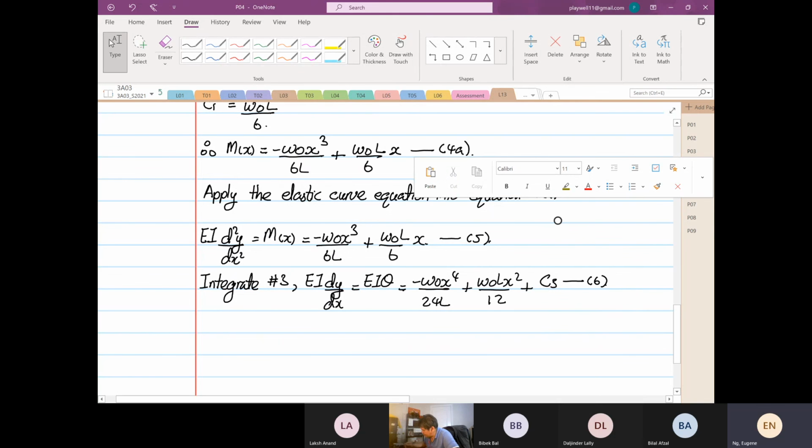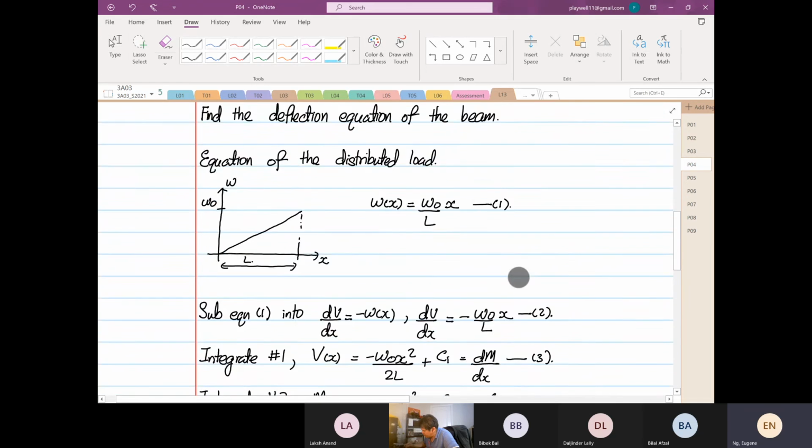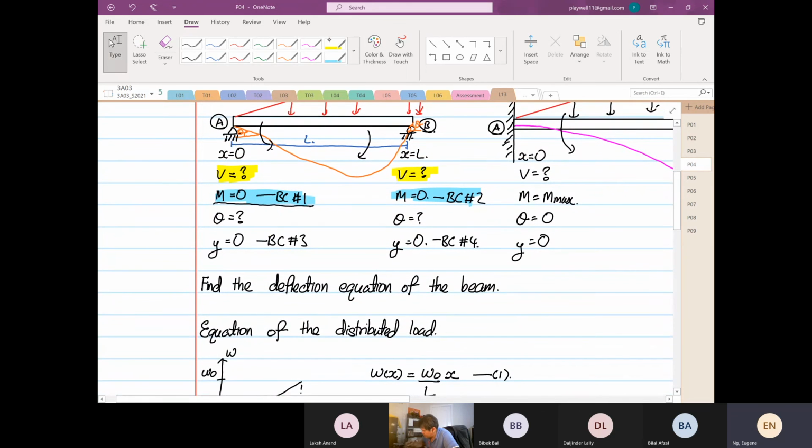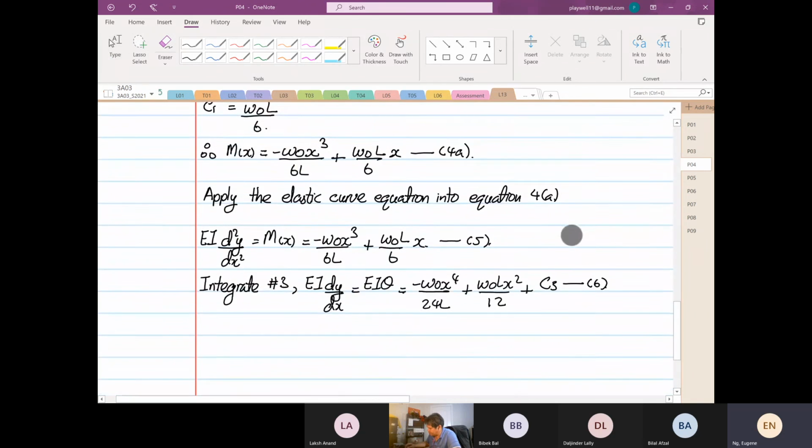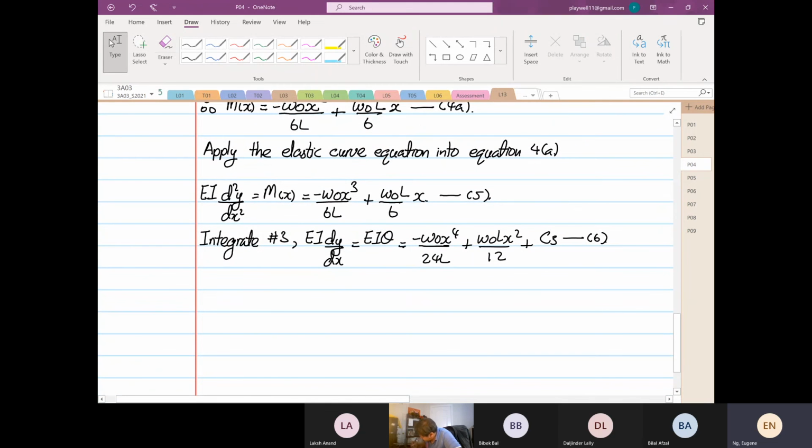Any boundary condition you know regarding theta? The answer is none. So we don't know any boundary condition for the slope, but we do know boundary conditions for the deflection. So we're going to integrate again, for the 4th time.